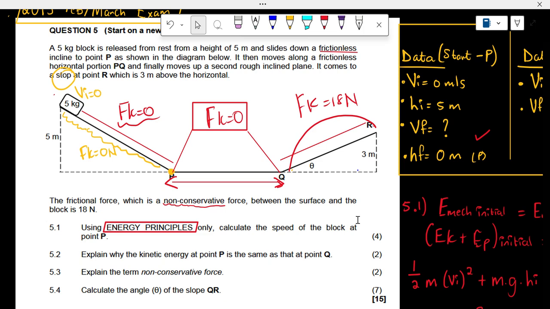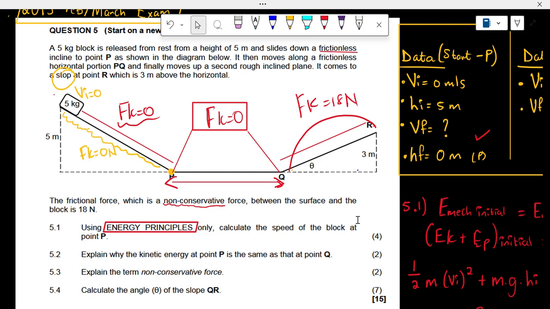And as a result, the net force becomes 0 as well. And that tells me that there is no loss in the energy during the motion of the object from P to Q, right? So what you need to mention, the key points there, is that the frictional force is 0, and as a result, that would make the net force equivalent to 0, and as a result, there is no energy that is lost during the motion from P to Q.